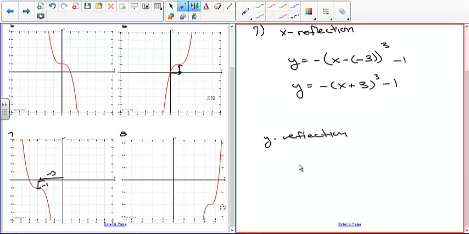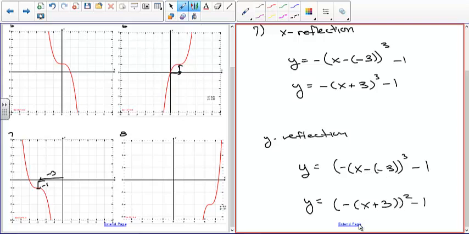Now, the alternate version is we don't put the negative out in front, but we put the negative inside. So it's negative the quantity x minus negative 3, and then minus 1. So the negative, instead of being outside, is inside. But if I have negative x plus 3, this becomes x plus 3 cubed minus 1.